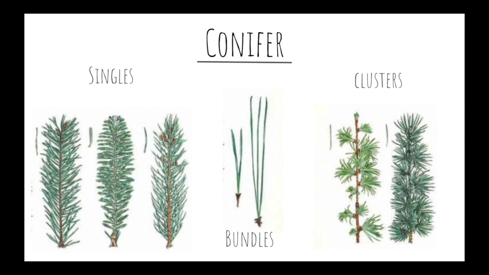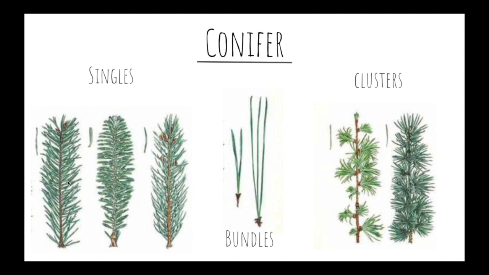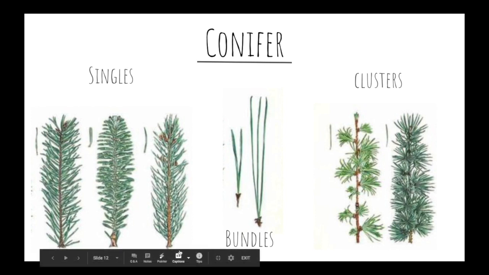So let's talk about some of the characteristics that are typical for coniferous trees. First, you want to pay attention to how long your needles are. Then you'll want to notice how your needles are connected to your branch. So, for example, on our first one, you'll notice how the leaves are directly connected to the branch by itself. We would describe this as single.